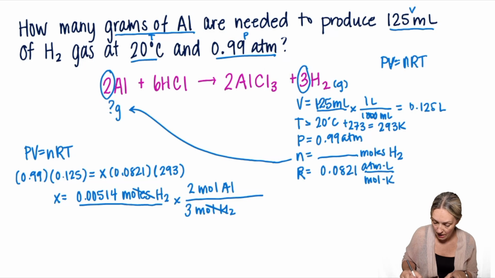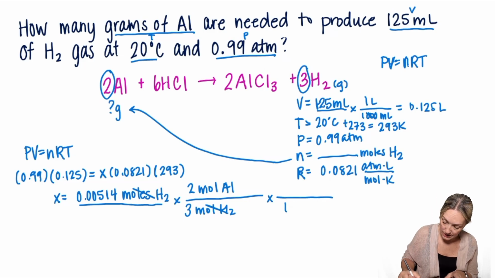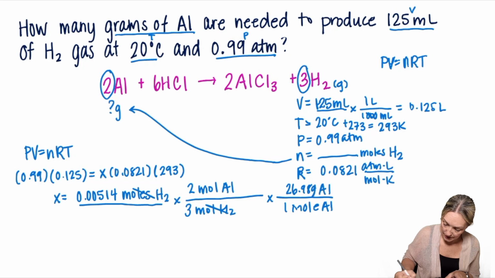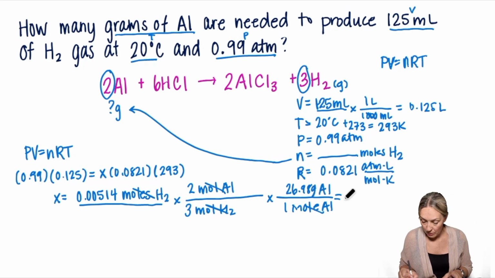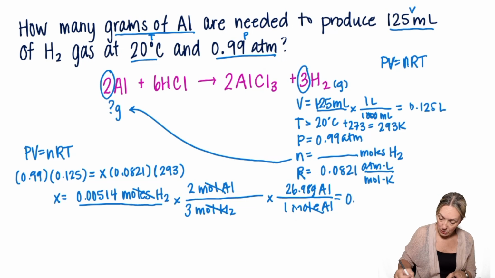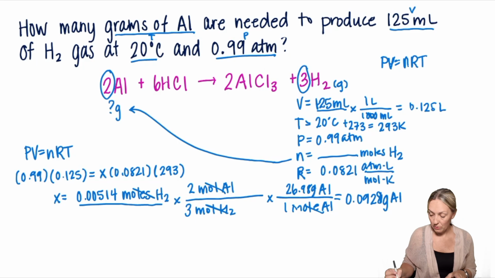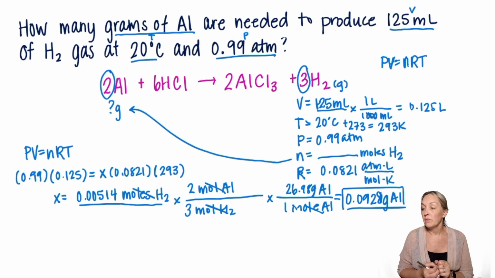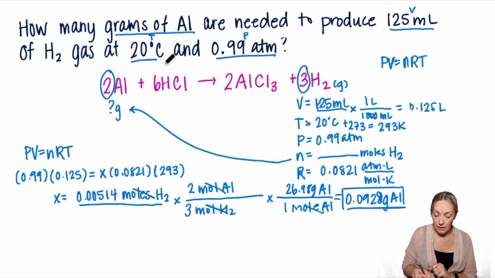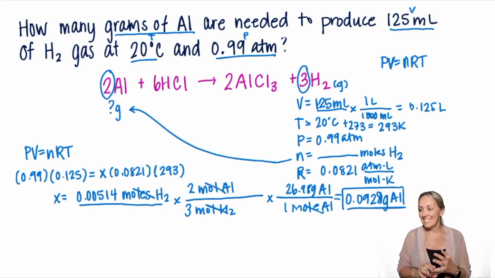Now I have moles of Al, but the problem asked me for grams of Al. I'm going to go one step further. 1 mole of Al is equivalent to 26.98 grams of Al according to the periodic table. When I solve the problem, the only unit that remains is grams of aluminum. And when I multiply the top together, multiply the bottom together and divide the top by the bottom, I end up with 0.928 grams of aluminum. So if I want to produce 125 milliliters of hydrogen gas through this reaction here at 20 degrees Celsius and 0.99 atm, I know that I'm going to need to start with 0.0928 grams of aluminum.